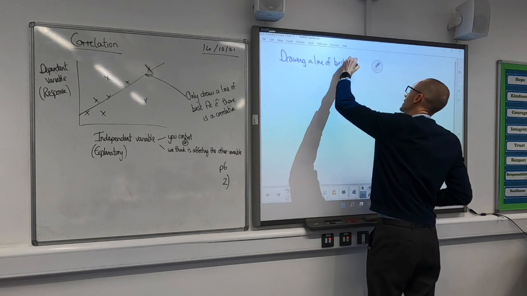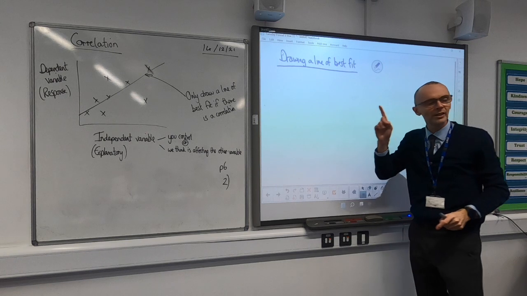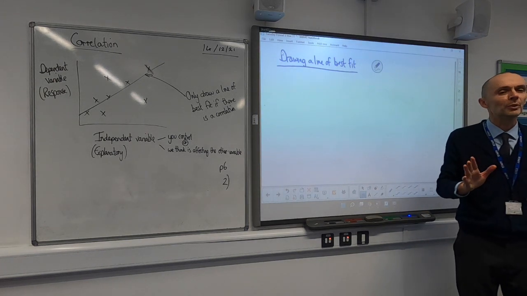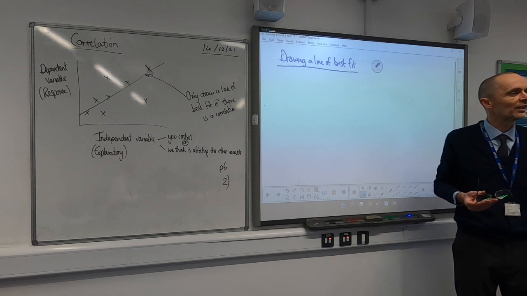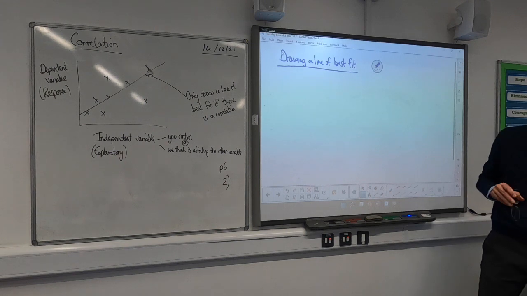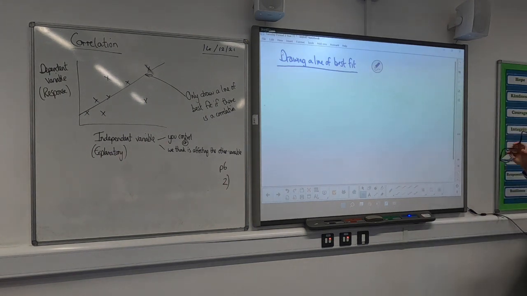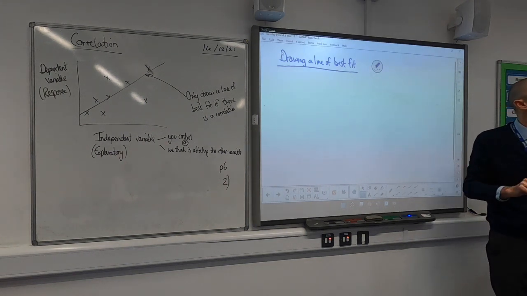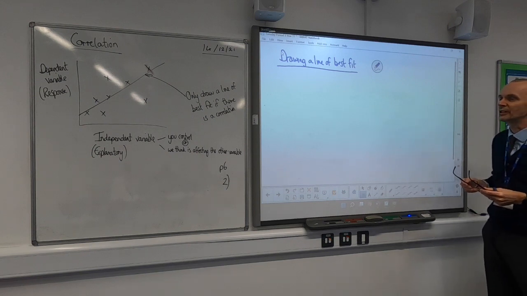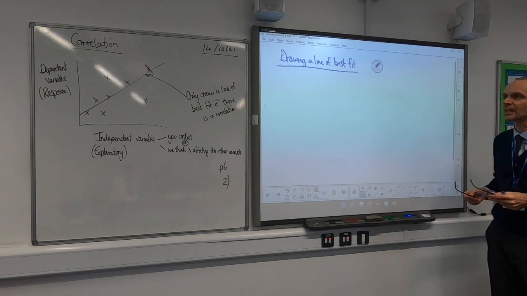We only do this if we've got a strong value of r. There's no accepted point. They don't say, right, you can't draw a line of best fit if r is less than 0.5 or less than 0.8. There's no value like that. What it means is that the predictions made from a line of best fit become more reliable the higher your value of r is, the closer your value of r is to 1.